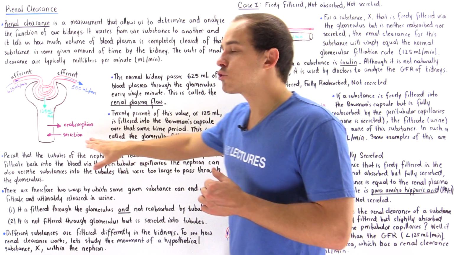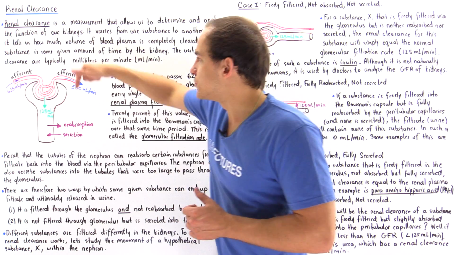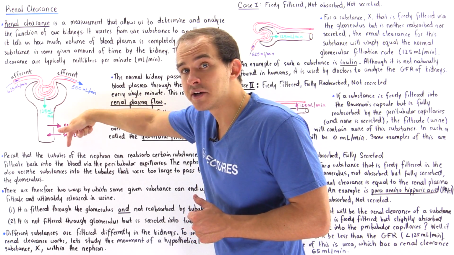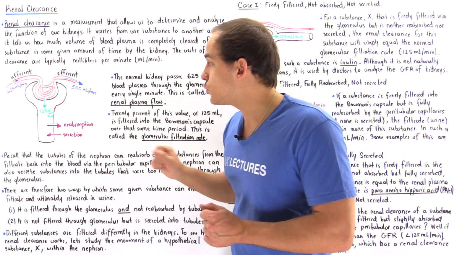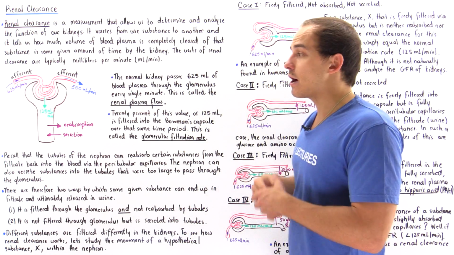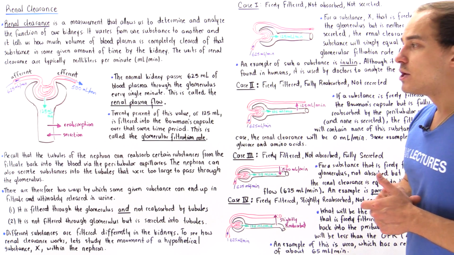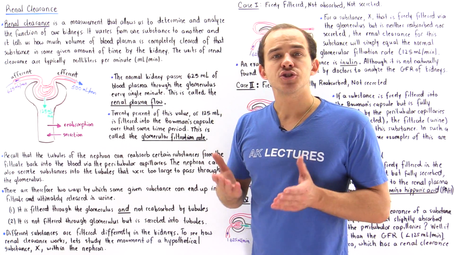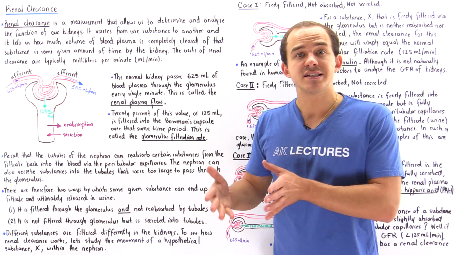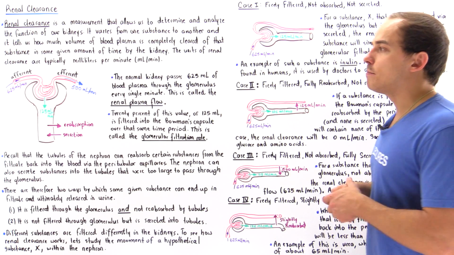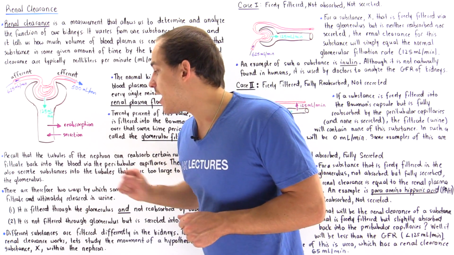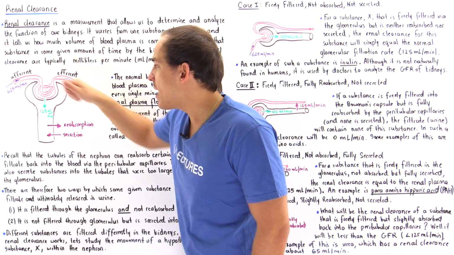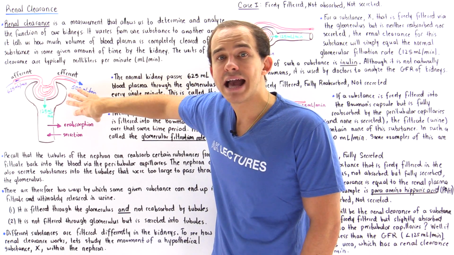Now, we can also have secretion taking place. Certain substances that end up traveling into the efferent arteriole and then into the peritubular capillaries can actually be secreted back into our filtrate and eventually end up in our urine that is released by our body. So we see that there are actually only two ways by which a given substance can end up in the filtrate and eventually in our urine. And these two methods are as follows. Number one, that substance can be filtered through our glomerulus and then not reabsorbed by our tubules.